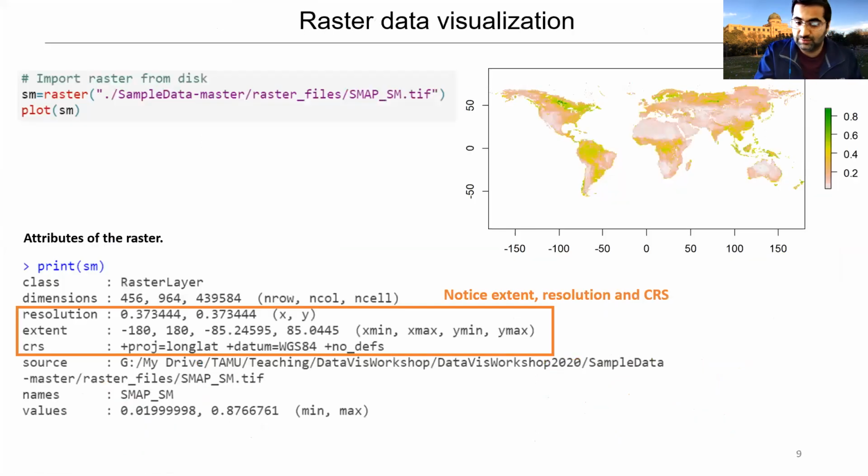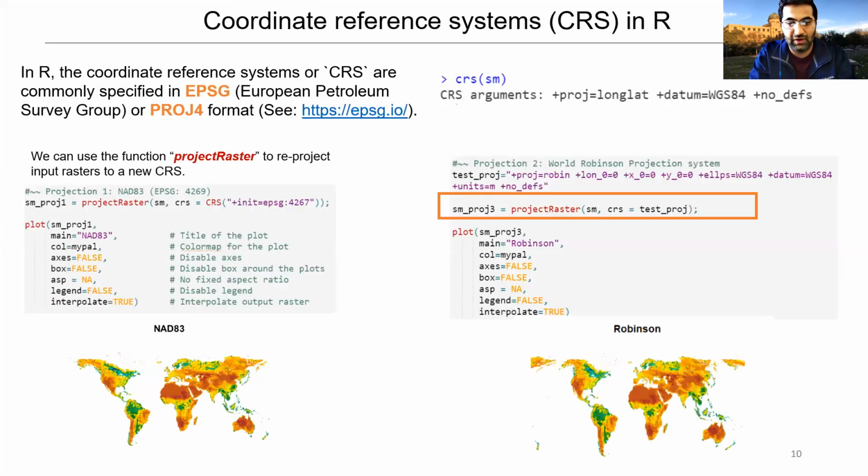And we started with this projection system, which was a lat long and standardized format. And now we have gone to NAD83 or Robinson, and that is why the projection has changed. And that is why the raster images are looking so different from each other.